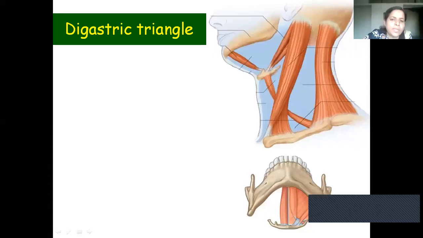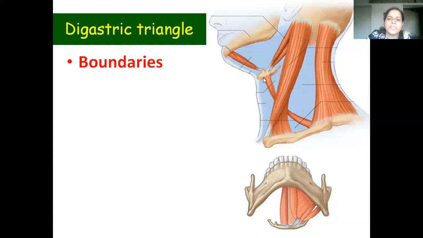So to continue with the anterior triangle, now we are going to study the boundaries of the digastric triangle. So what is the anterior boundary? Anterior belly of digastric. What is the posterior boundary? Posterior belly of digastric and stylohyoid. From the styloid process to the hyoid bone, you call it stylohyoid.